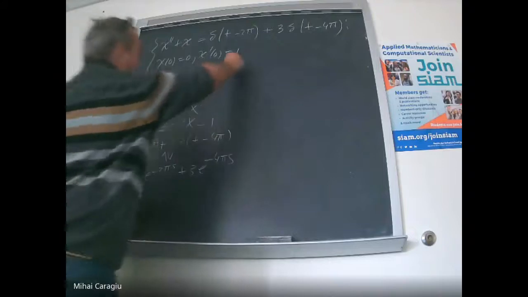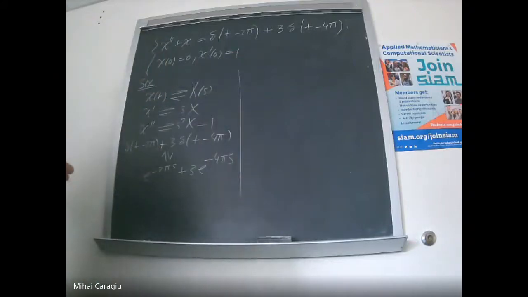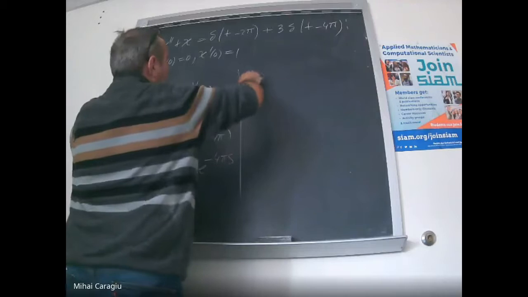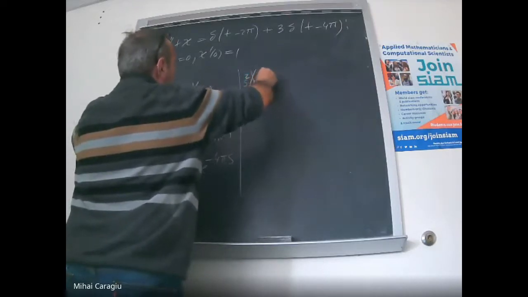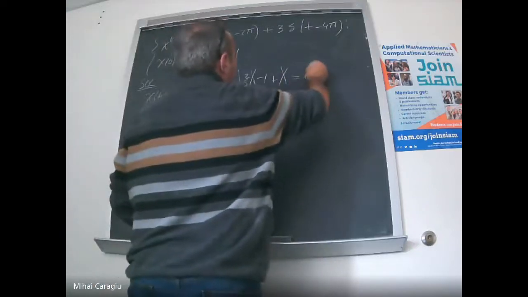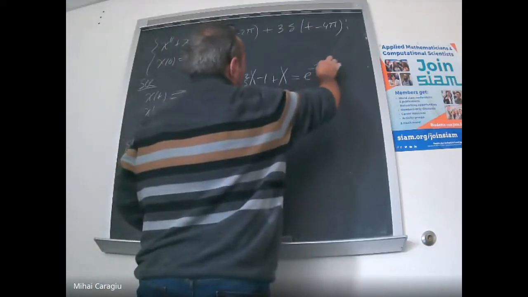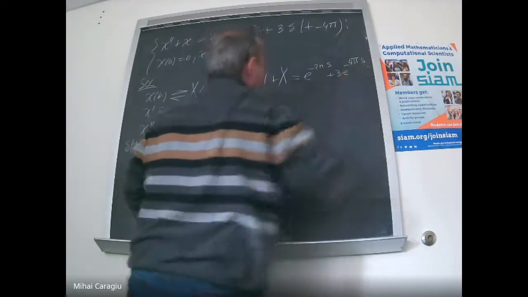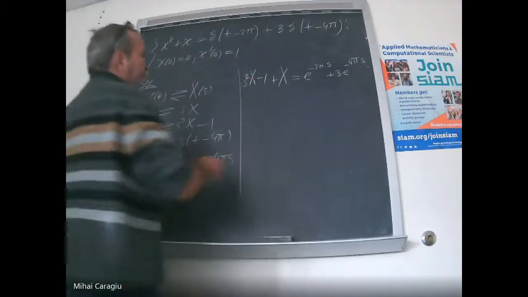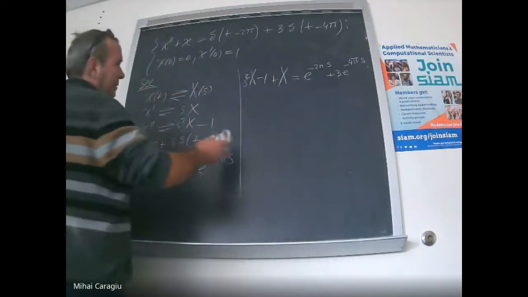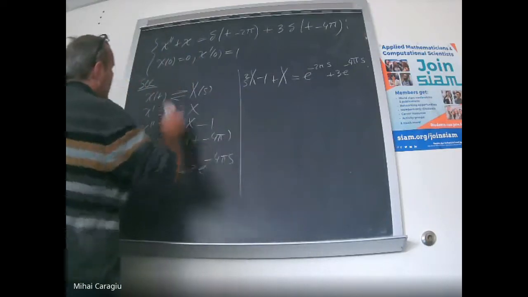Okay, so now let's translate the differential equation from the t space to s space. So we get s squared X minus 1 plus big X equals e to the power minus 2 pi s plus 3 e to the power minus 4 pi s. So X will be what? Now that we got our objective achieved, let me erase the work.